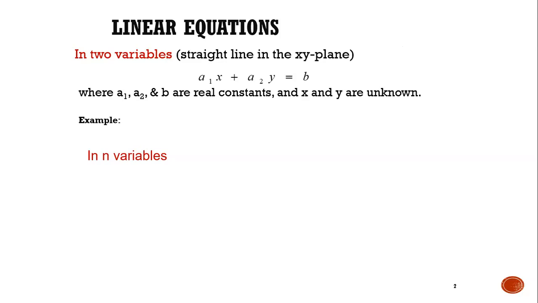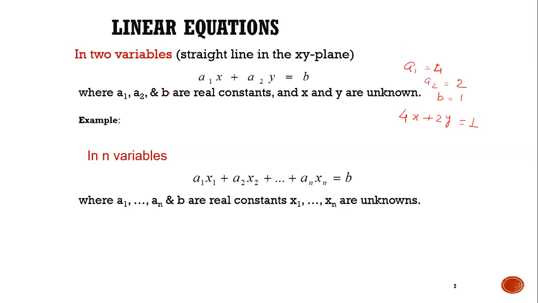For example, in two variables, if we take a1, a2 and b as a particular case, suppose we take a1 equal to 4, a2 equal to 2 and b equal to 1. So we have a linear equation like 4x plus 2y equal to 1. So this is a linear equation in two variables.